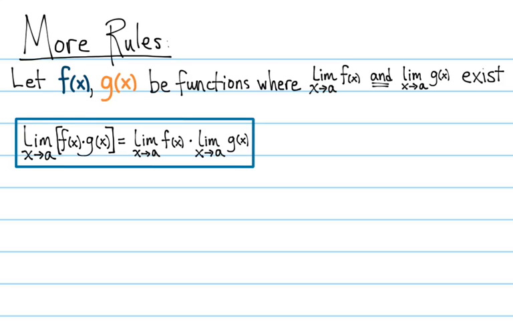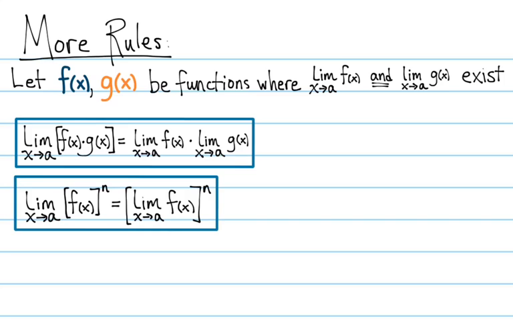Here we have, for the entirety of the rules that I'm going to be putting down here, f and g are functions, and both of their limits exist at a. So, here in this first box, the way you want to think about this rule is that the limit of the product of two functions is just the product of the limits. Instead of multiplying the two functions and then taking the limit, you could take the limit of each function and then multiply those answers.